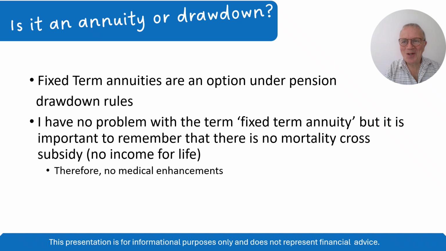So is it an annuity or a drawdown? Technically, a fixed term income plan is an option under pension drawdown rules. That's actually quite important, and if you ever come to set up one, the devil's in the detail, and it's important to remember that these are effectively pension transfers. I have no problem with the term fixed term annuity, but it's important to remember there is no mortality cross subsidy, no income for life, therefore there are no medical enhancements.